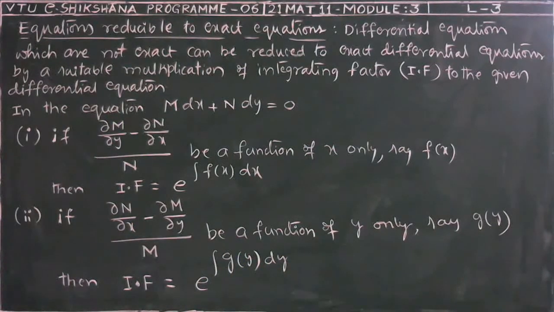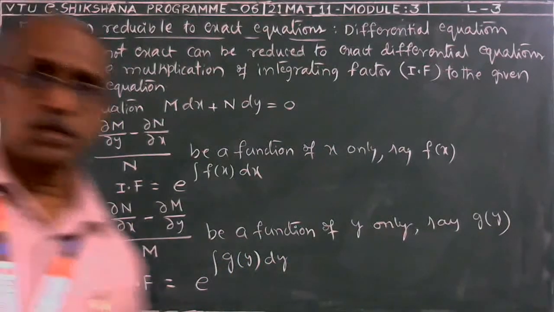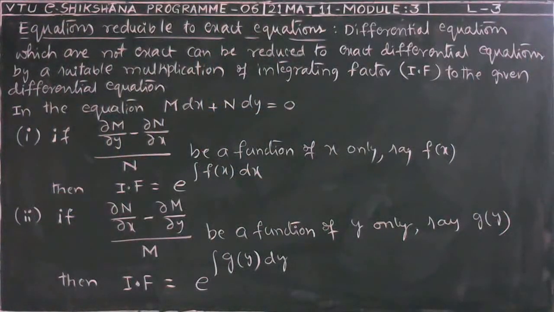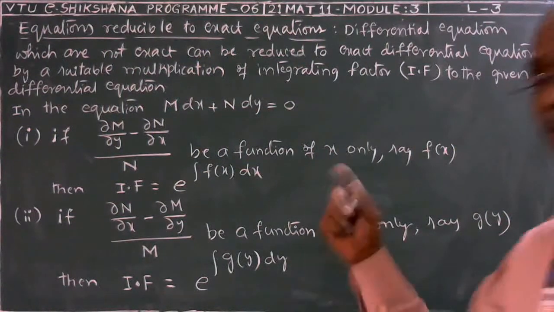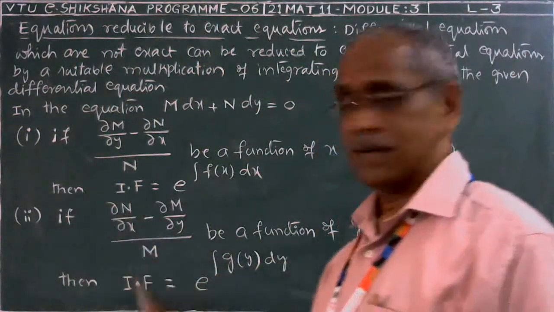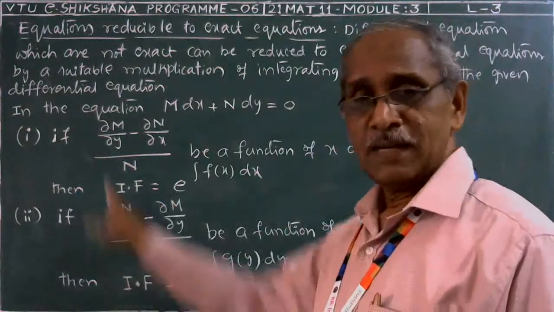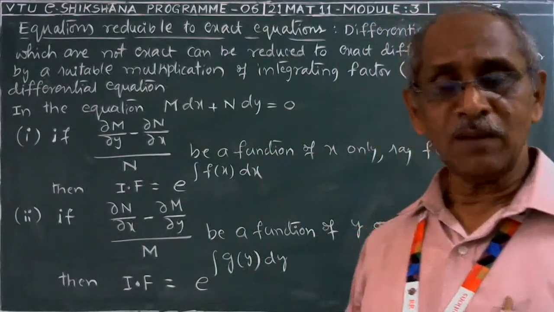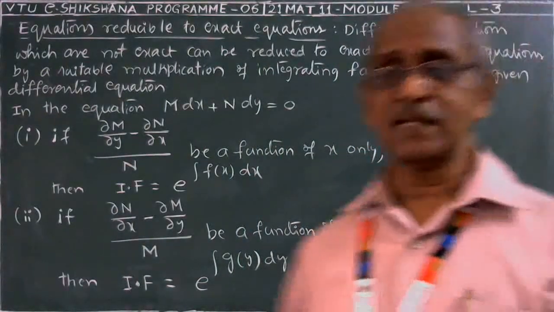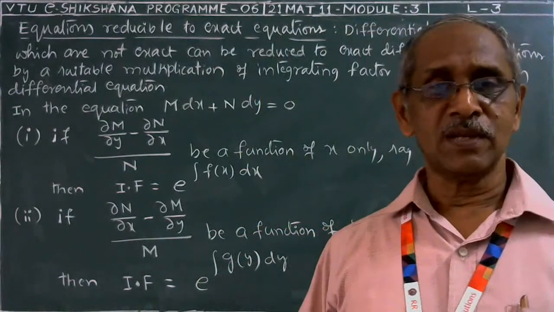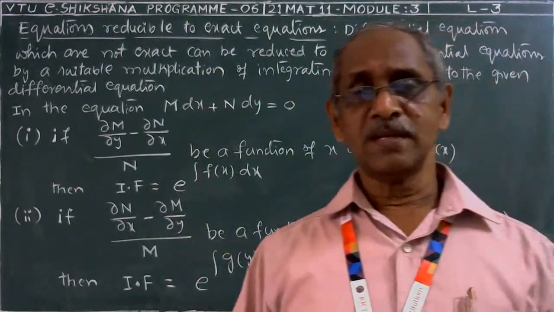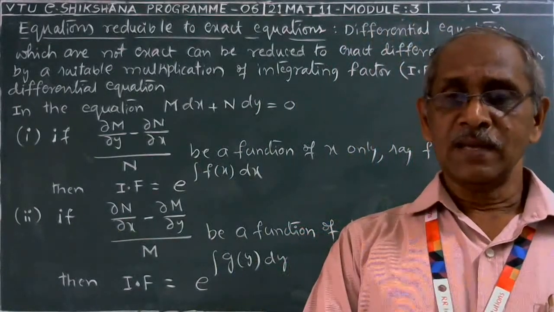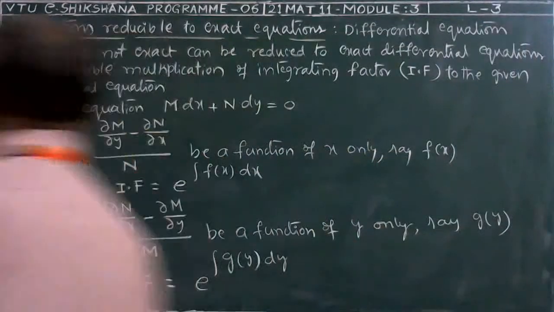Now these are the two cases prescribed in your syllabus. Now let us solve equations which are initially not exact, but after multiplication by a suitable integrating factor, falling into these two categories, the differential equation becomes exact, and once it is exact, we know the solution: integration of M dx keeping y constant plus terms of N not containing x dy is equal to c. Then let us solve some of the problems here.